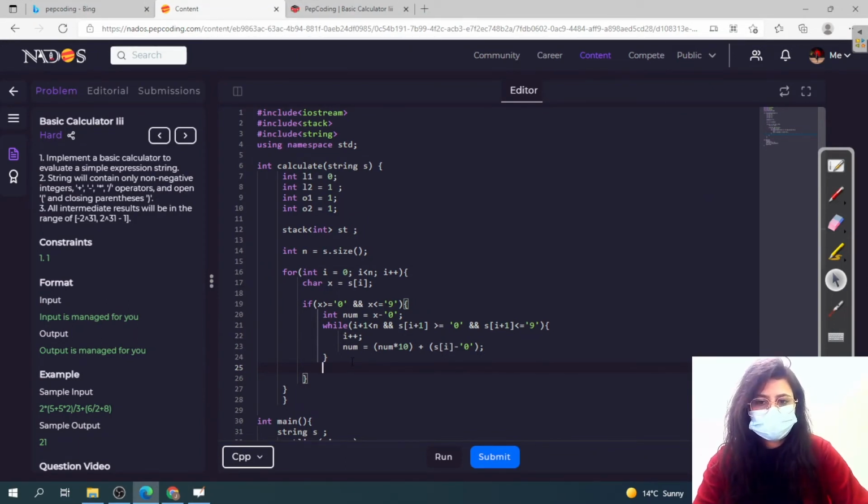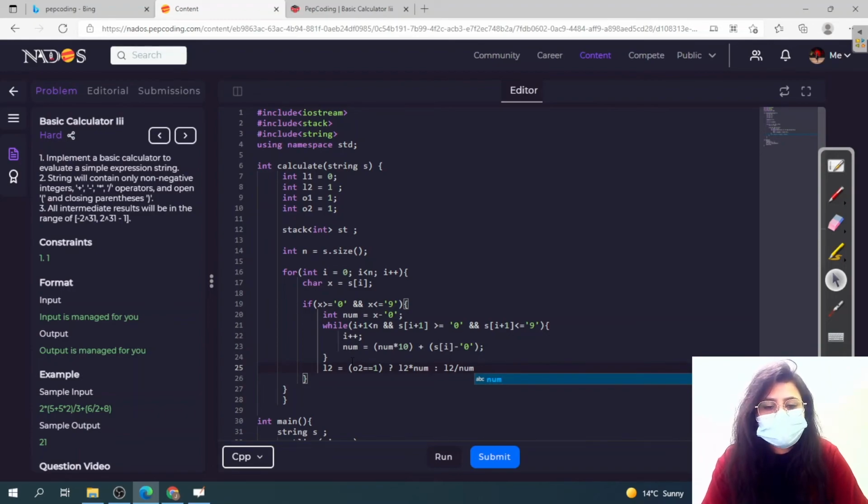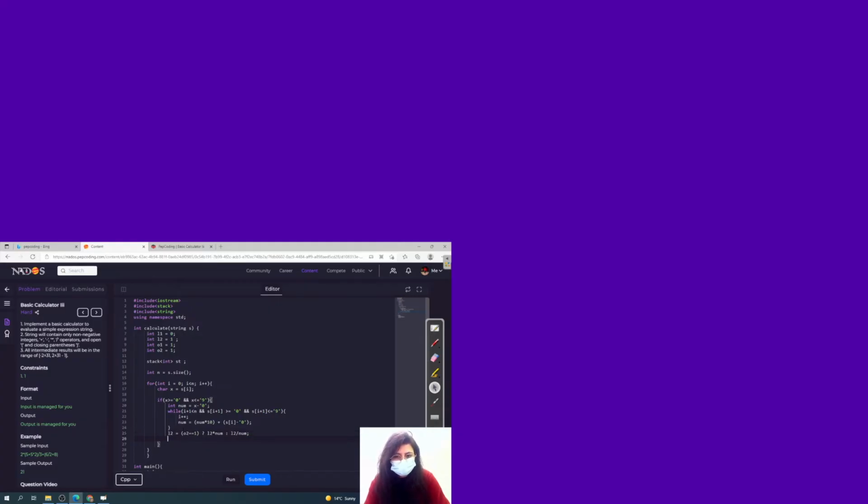Next, we'll update L2 equals, if O2 is equal to 1, we'll put a ternary operator here, then L2 into num, else L2 by num. This would do the operations for multiplication and division, of course, right?